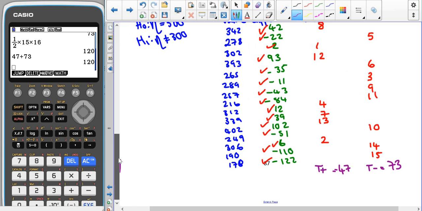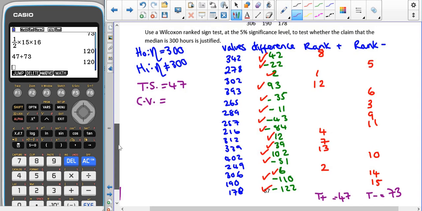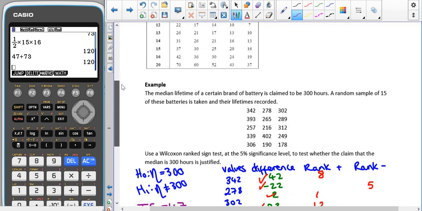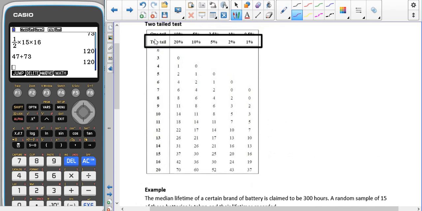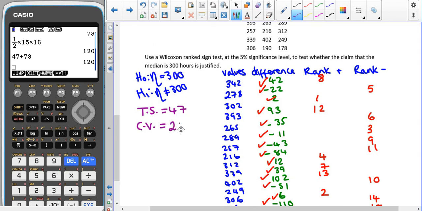Again, the smallest total is our test statistic. So our test statistic is 47. Our critical value we're going to get from the critical value table. Remember to look across from two-tail this time. So two-tail, 5%, and 15 pieces of data. So we've got 25. So our critical value is 25.